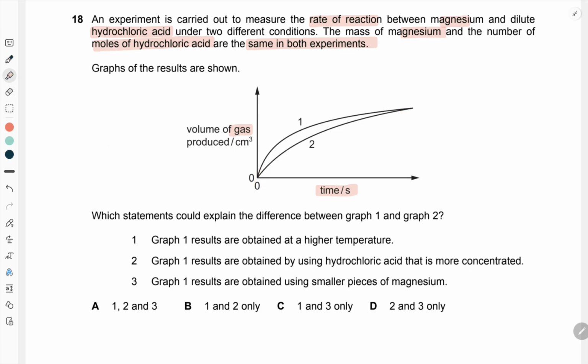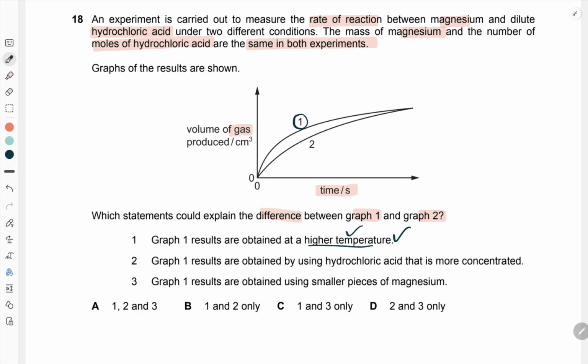Which statement could explain the difference between graph 1 and graph 2? Graph 1 results are obtained at a higher temperature. A high temperature favors a faster reaction, which means you can see graph 1 is a little quicker than graph 2, which means this is a correct statement.